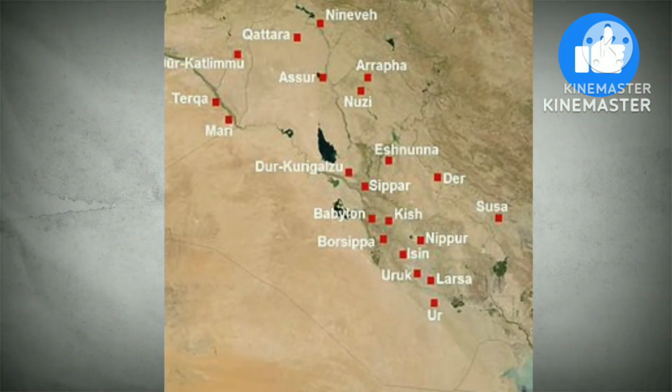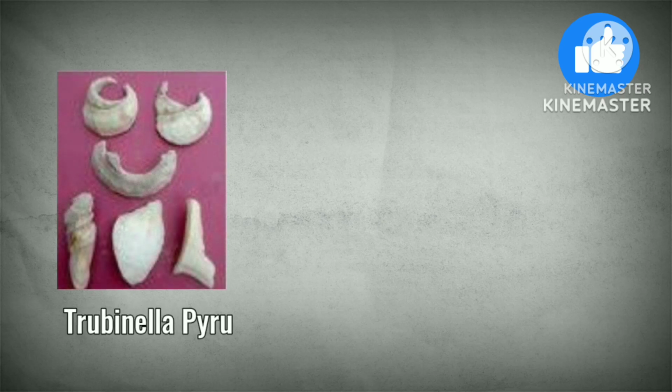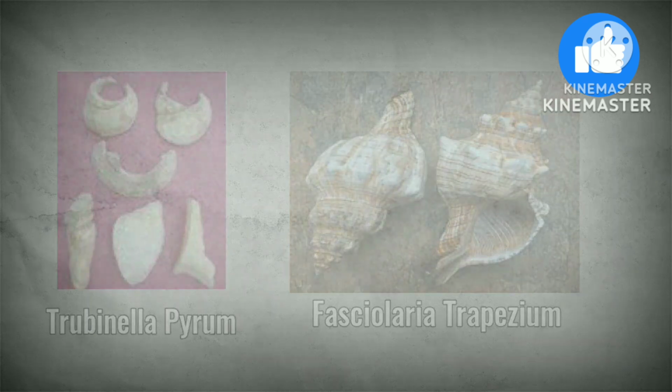The second was the evidence of imports from the Indus Valley civilization to Ur, which is again a site in the Mesopotamian civilization, dated around 2350 BC. Some other objects made with shells, such as the Trubinella pyram and the Faciloria trapezium from the Indus coast, have also been found in Mesopotamia, dating around 2500 to 2000 BCE.